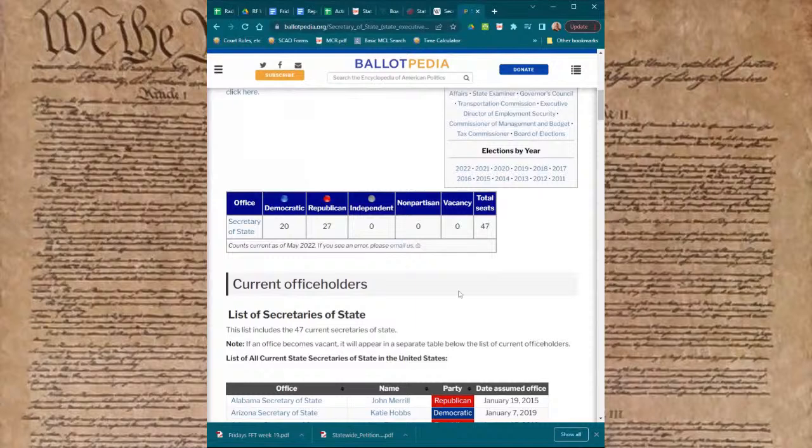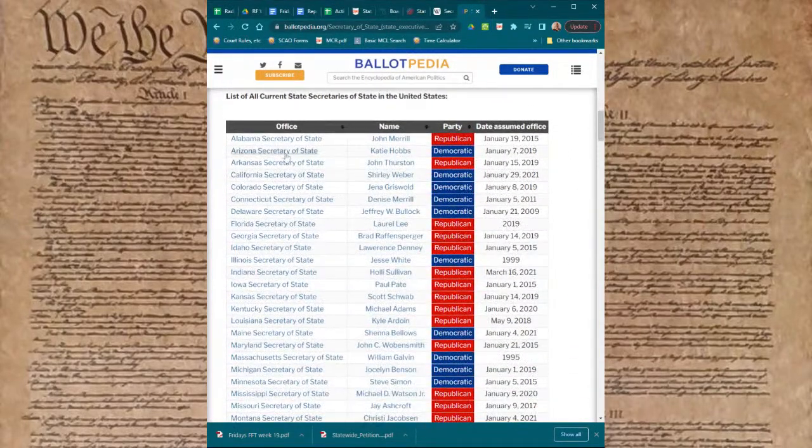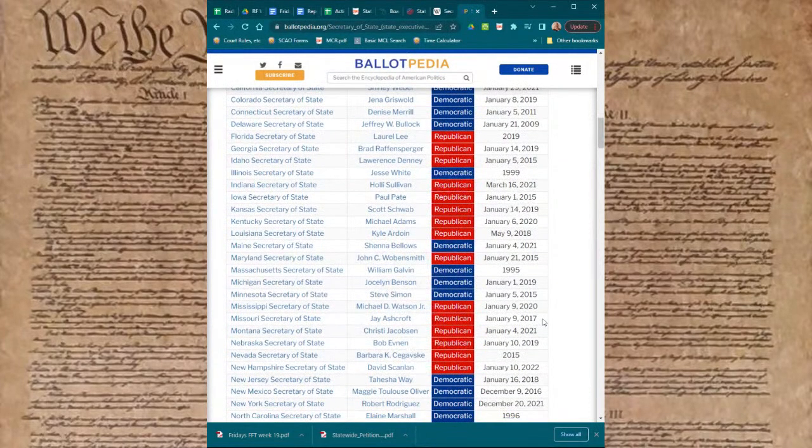This cheat sheet, if you will, tells you that currently of the 47 secretaries of state across the U.S., 27 are Republican, 20 are Democrat. It tells you then further with each particular state, the person who is in that position, and they're clickable hyperlinks, so you could check that out. It shows you which party and when they assumed office. Looks like some are fairly recent.